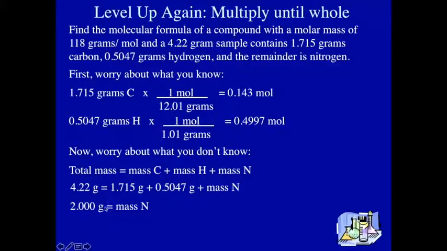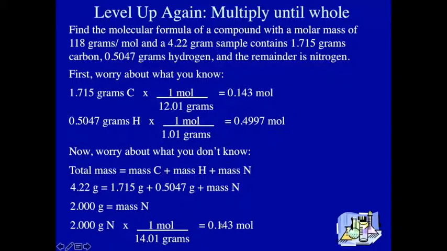Now I know my grams of carbon, my grams of hydrogen, and my grams of nitrogen that were in that original sample. Now I multiply this by 1 mole over 14.01 grams, the gram molar mass of nitrogen. Remember, this is nitrogen in a compound. In a compound, it will not occur as N2, and I only need to worry about the gram molar mass of nitrogen, and I get that value.